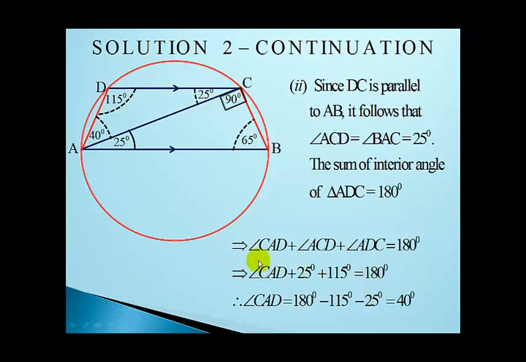Now because we are solving for angle CAD, it means that plus 25 on the left hand side becomes minus 25 on the right hand side, and plus 115 on the left hand side becomes minus 115 on the right hand side. Therefore angle CAD, the angle at A, is equal to 180 degrees minus 115 degrees minus 25 degrees, and this is equal to 40 degrees. And that is how come we have the angle 40 degrees.